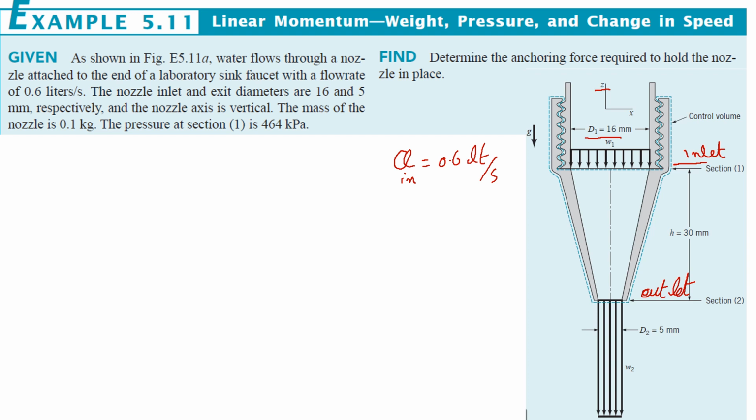The mass of the nozzle is 0.1 kg. We have been given the mass of the nozzle, so we have to consider the mass of this nozzle in this problem, and ultimately we will have to consider its weight and also the weight of the water.